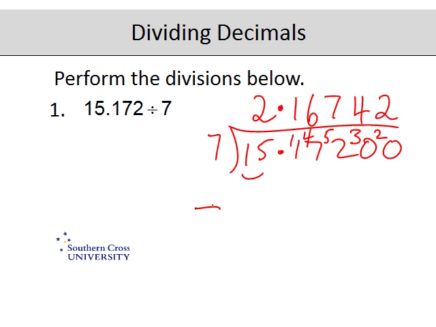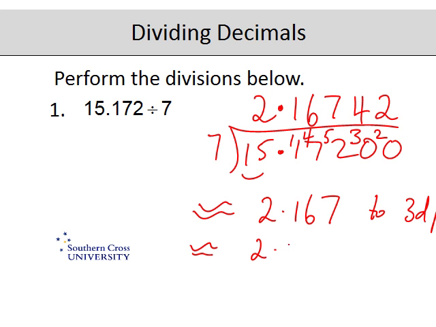So our answer, if we write our answer now, we could write it as 2.167 to 3 decimal places if we wanted to. Because in the 4th decimal place there's a 4, or I guess we could write it as 2.1674 if we wanted to go to 4 decimal places.